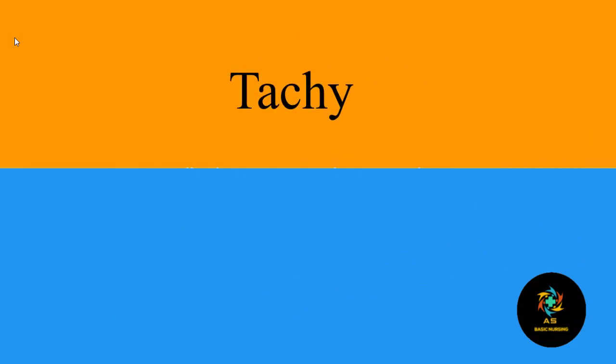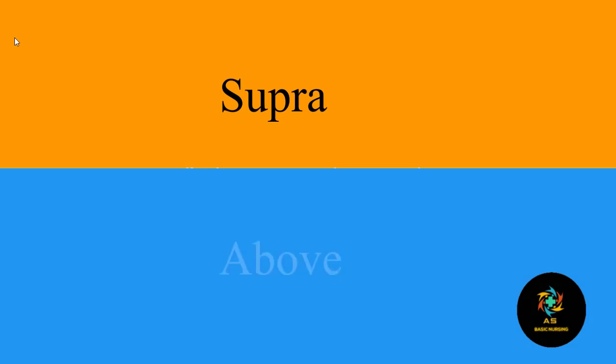Tachy is our next practical test word, meaning fast or rapid. Example, we have tachycardia, which means fast heart rate or rapid heartbeat. Our next practical test word is supra, which means above. Example, suprapubic, meaning above the pubic bone.